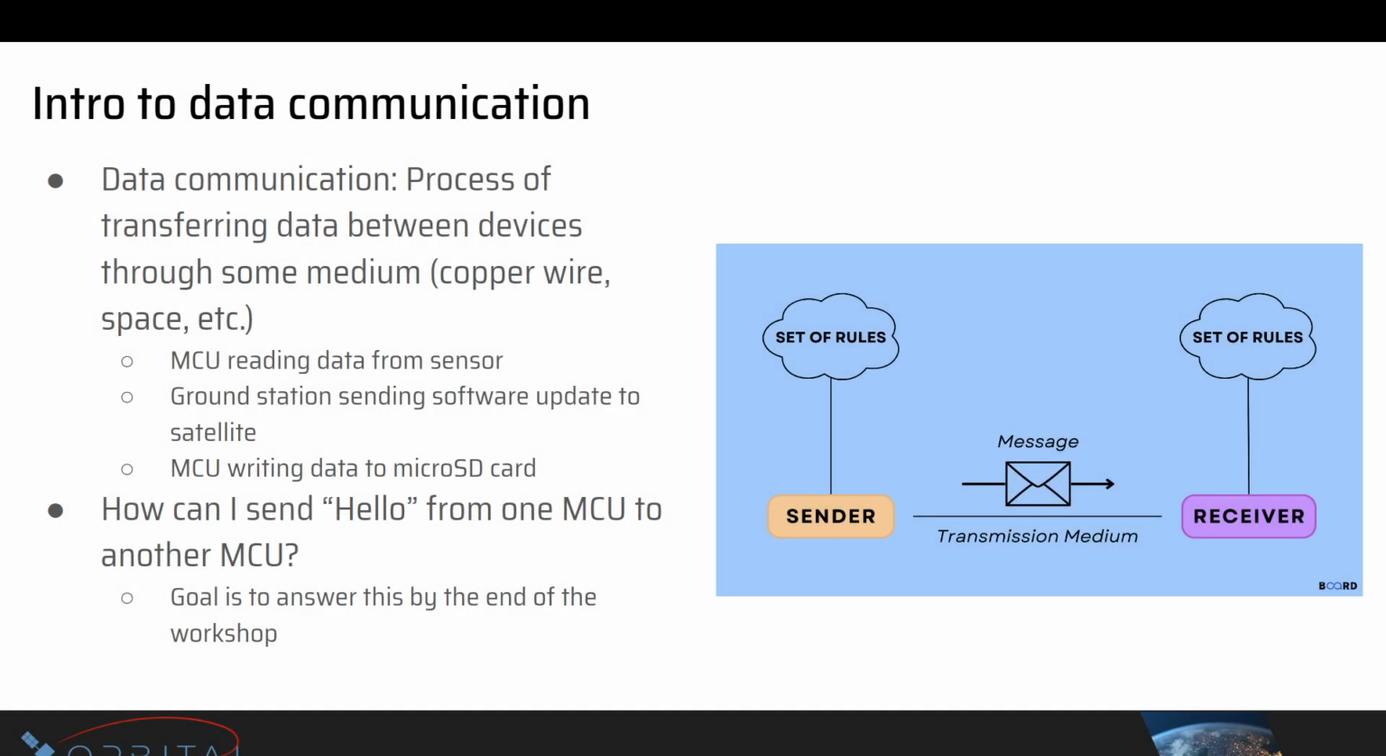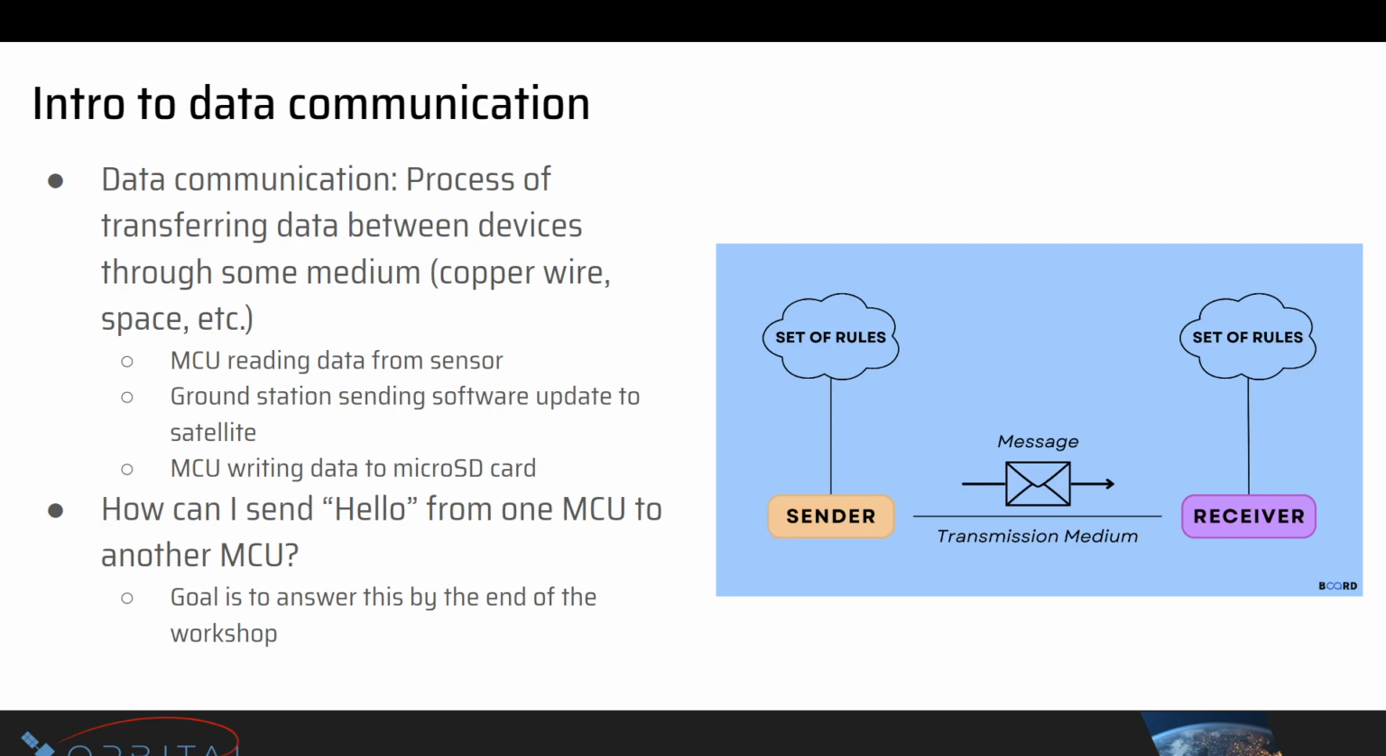So first of all, what is data communication? It's the process of transferring data between devices through some kind of medium. So this can be through copper wire, through space, like over the air, etc. Like an MCU reading data from a sensor, or a ground station sending a software update to the satellite over the air, or the MCU writing data to the micro SD card.